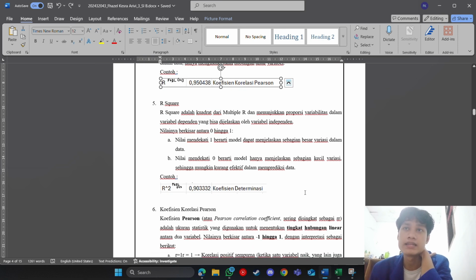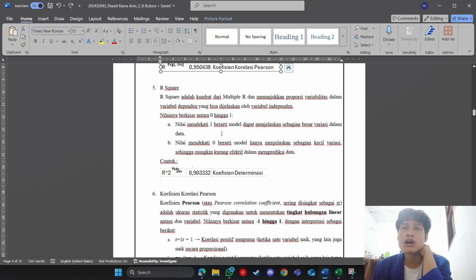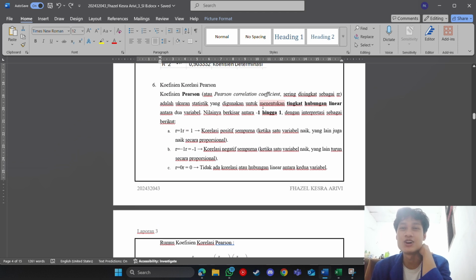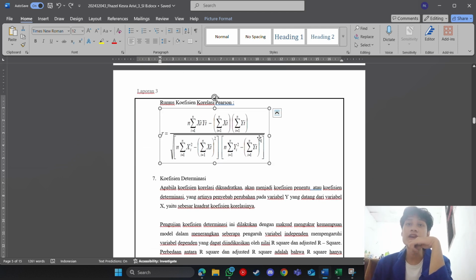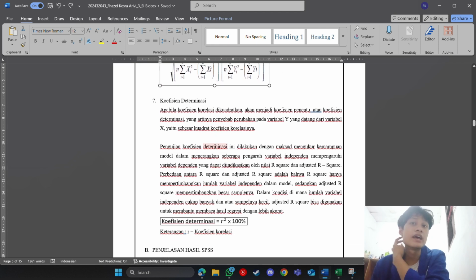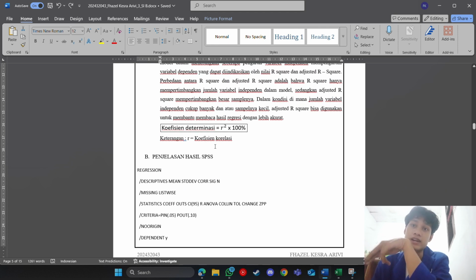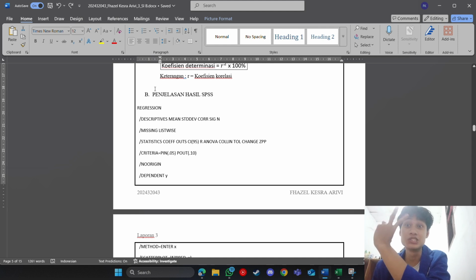R square is like two... I'm not pretty sure what it is, so I'm going to skip it. I'm sorry. And the Pearson correlation coefficient is like multiplying R from before, and then here is the formula, and the determination coefficient is R square. So we can get the determination coefficient from R square too.